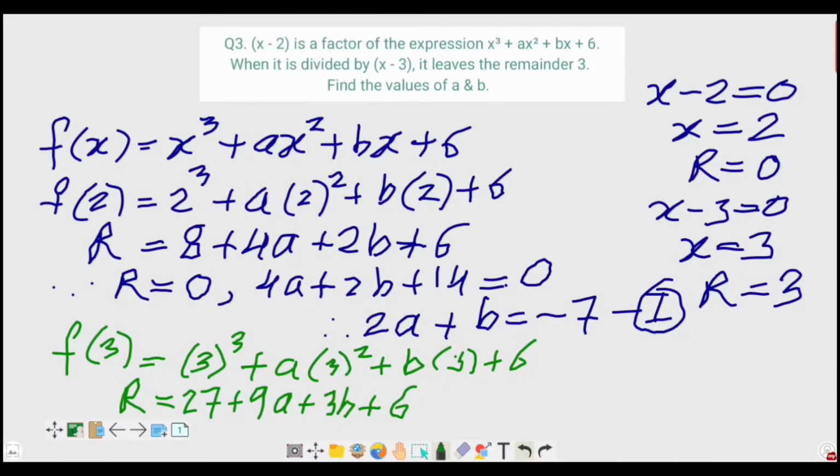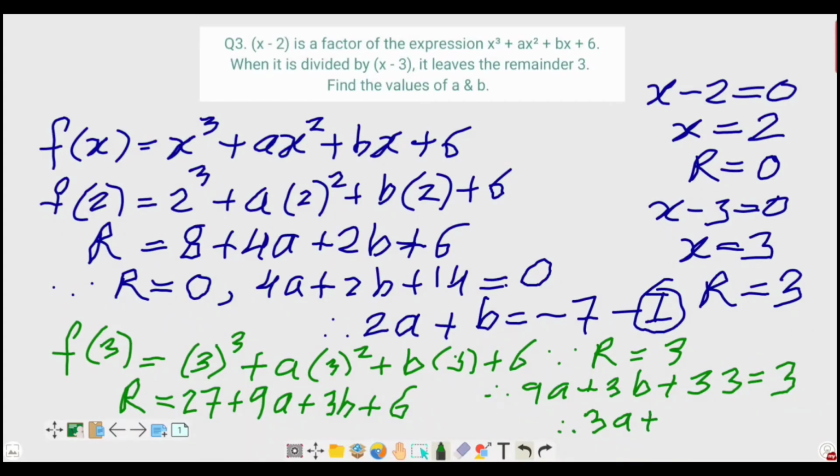But this time, since your remainder is 3, therefore your 9a plus 3b plus 33, 27 plus 6 will give you 33. Now it is equal to 3. When you transfer 33 to that side and reduce with the table of 3, your 3a plus b will be equal to minus 10. This will provide you the second equation. Now both the equations you have to solve simultaneously by any of the methods.